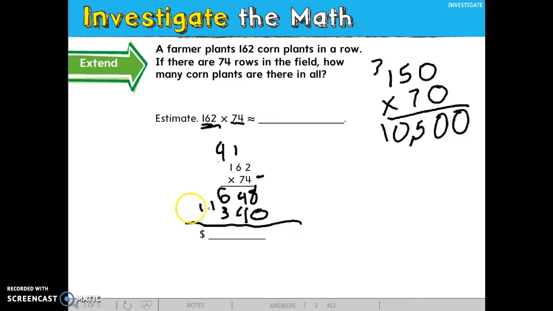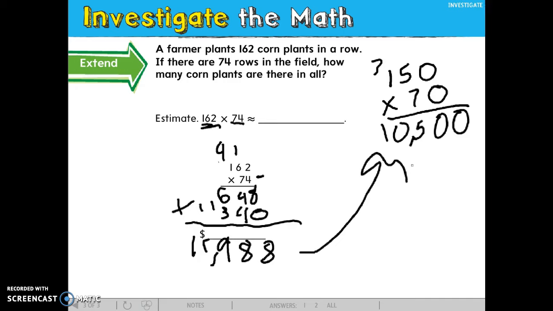So our last step is to add them all together. 8 plus 0 is 8, 4 plus 4 is 8, 3 plus 6 is 9, and bring our 1 straight down. So our answer is 11,988, which is close to our estimate of 10,500, so we know our answer is reasonable.